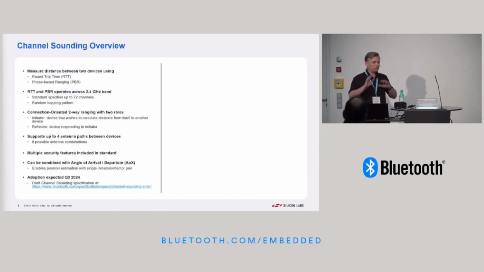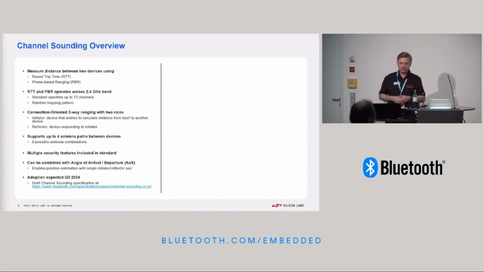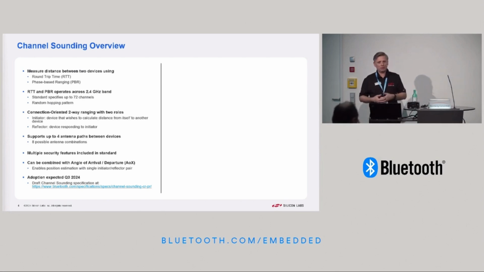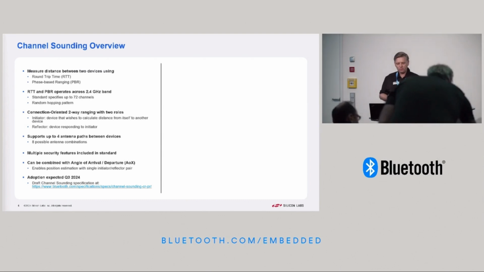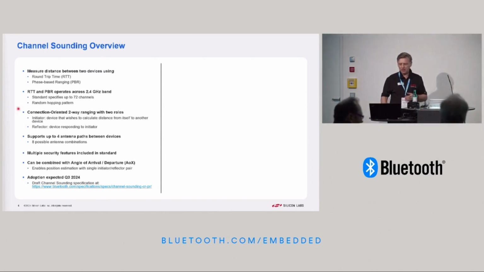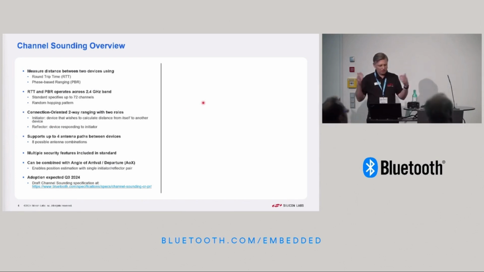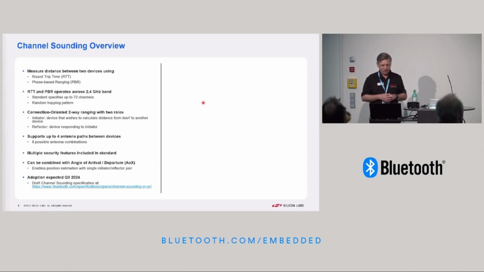So we'll go over some of this in greater detail in the slides that follow, but I just wanted to give a very quick overview. So channel sounding is a method of measuring distance between two connected Bluetooth Low Energy devices. It uses two modes of operation. We'll go into this further in the coming slides, but round trip time measurements and a phase-based ranging approach to measurement. And as I mentioned, it's only over an active Bluetooth Low Energy connection.